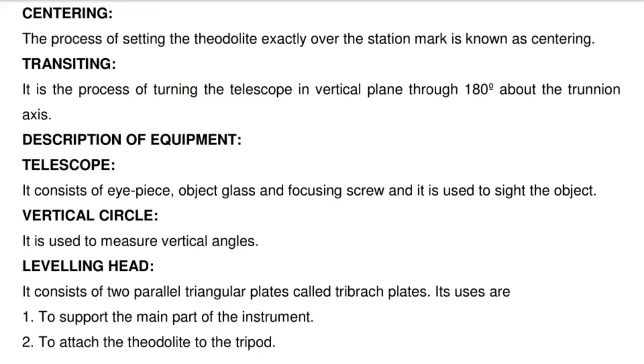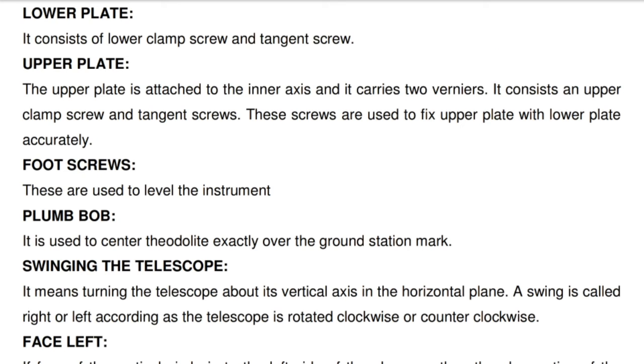Description of equipment. Telescope. It consists of eyepiece, object glass and focusing screw, and it is used to sight the object. Vertical circle. It is used to measure vertical angles. Leveling head. It consists of two parallel triangular plates called tribrach plates. It is used, 1. To support the main part of the instrument, 2. To attach the theodolite to the tripod.